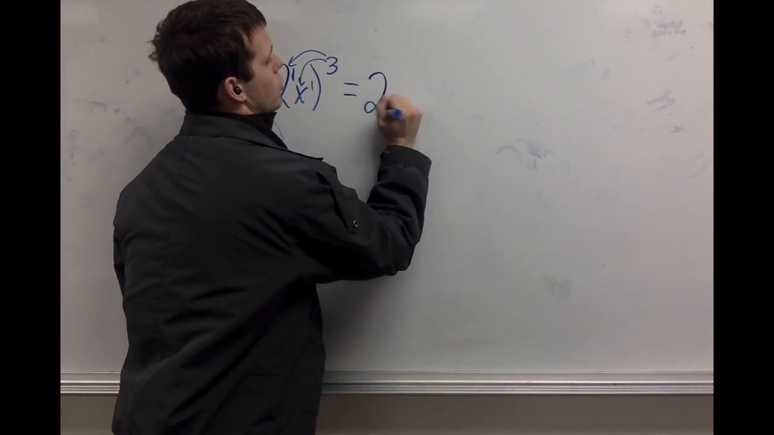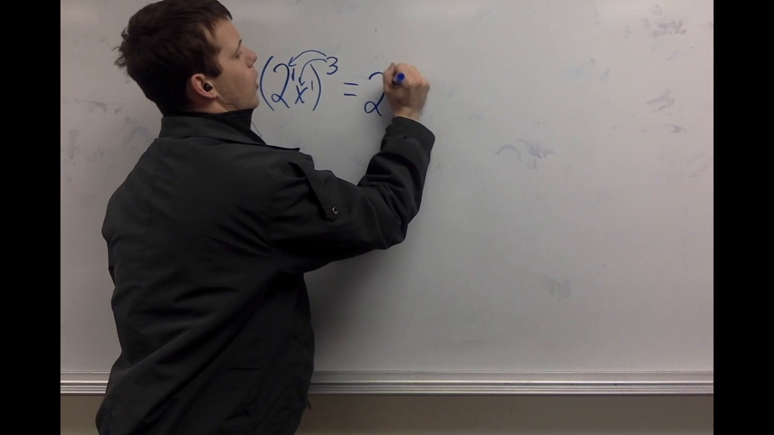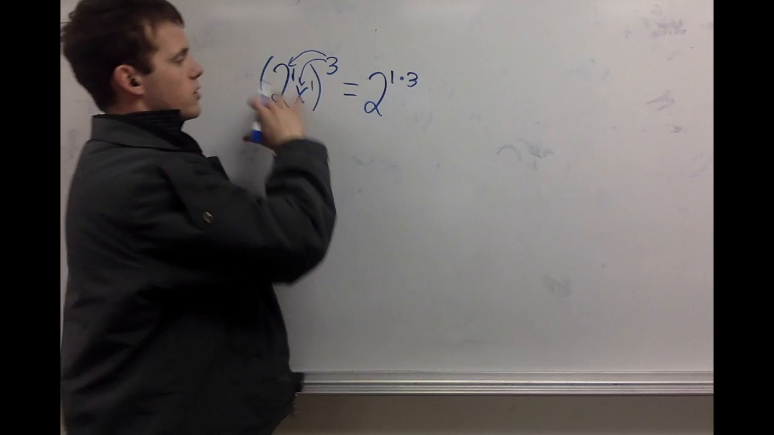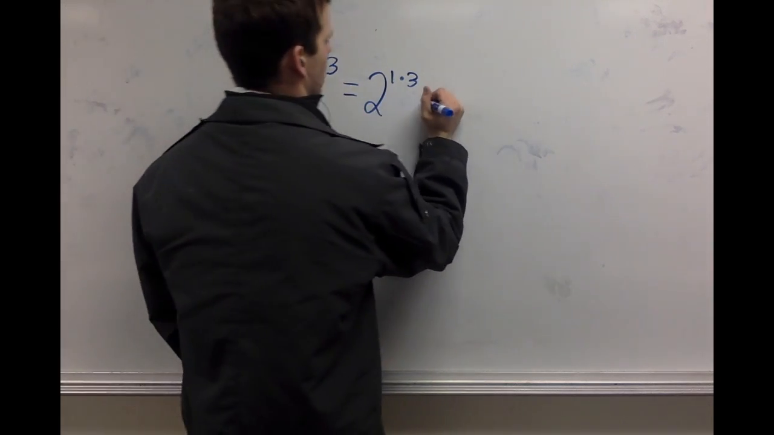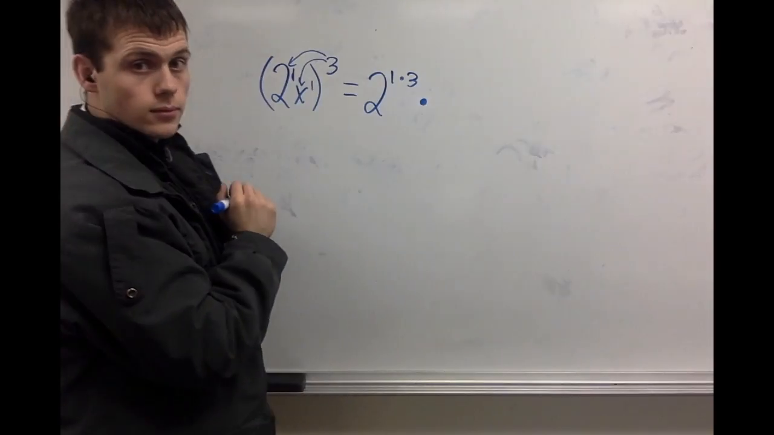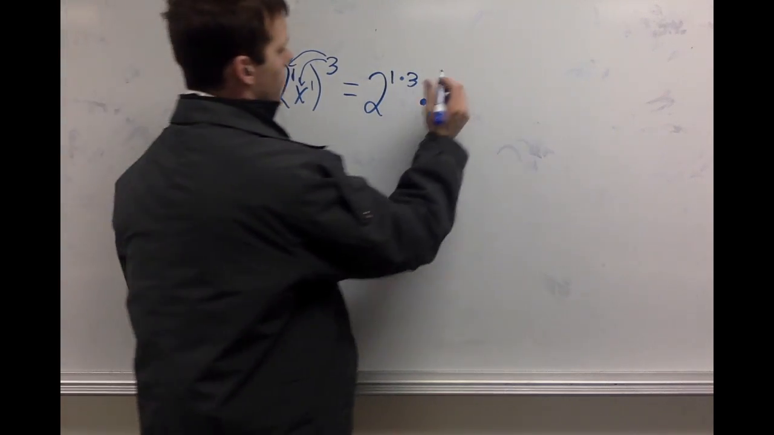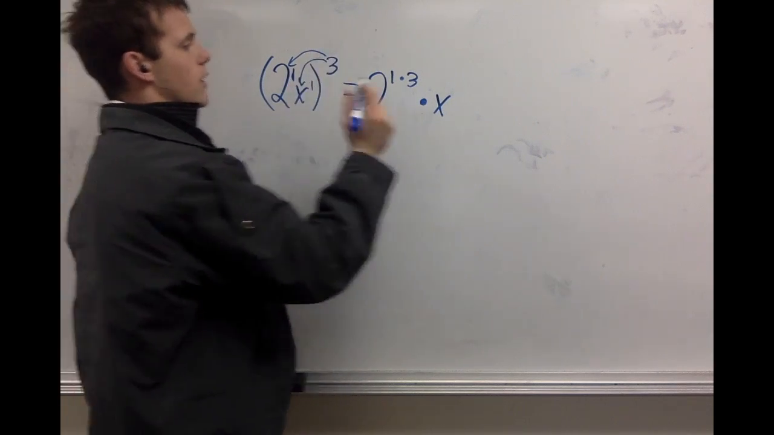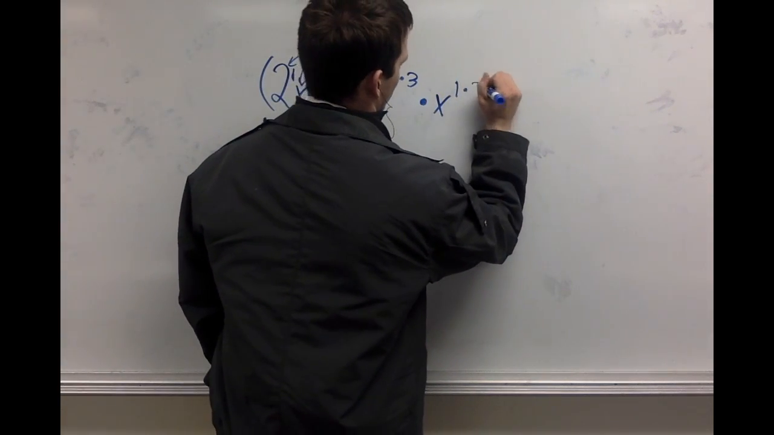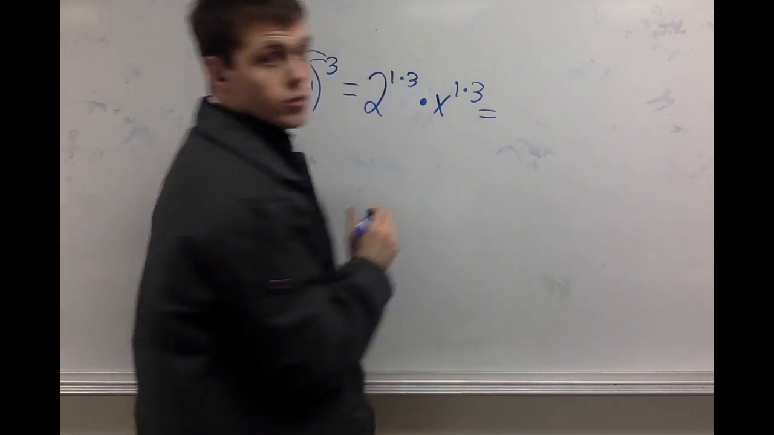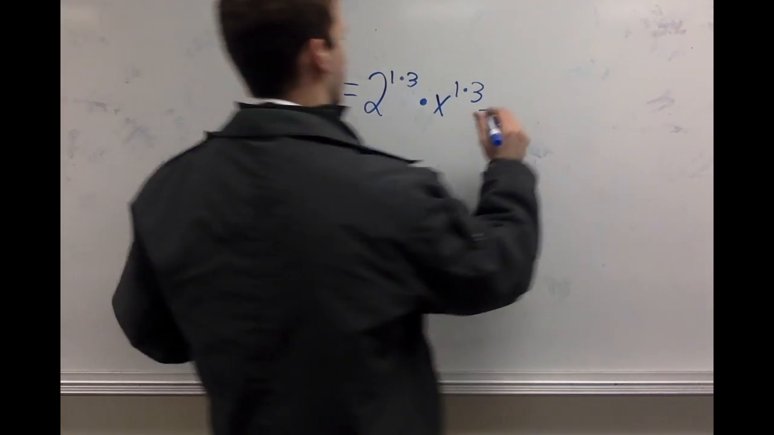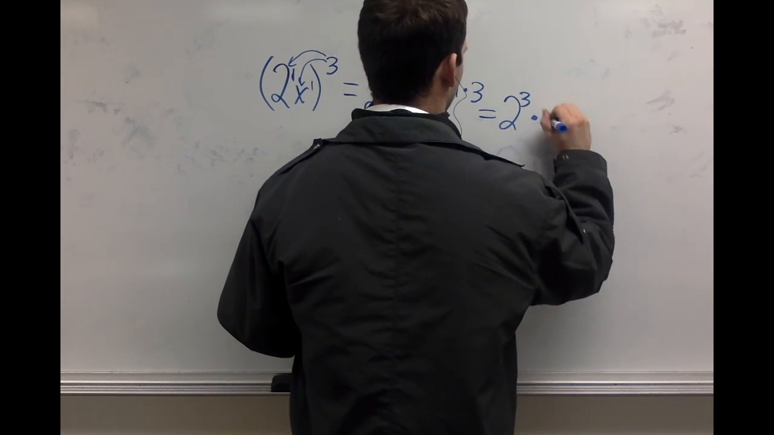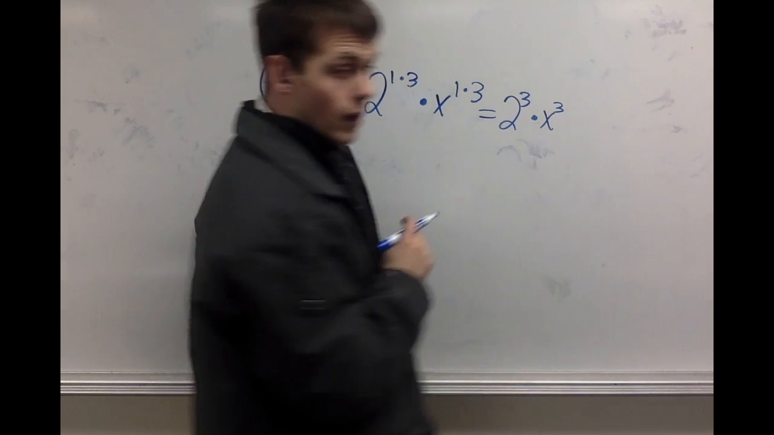So we take 2, we have 1 times 3, because we multiply our exponents, because the exponent's on the outside. Now we multiply all of that by x to the 1 times 3. So our answer is going to look like 2 to the third times x to the third.